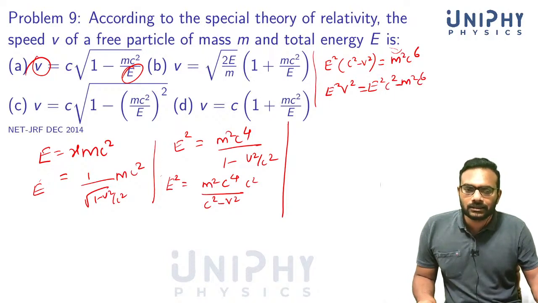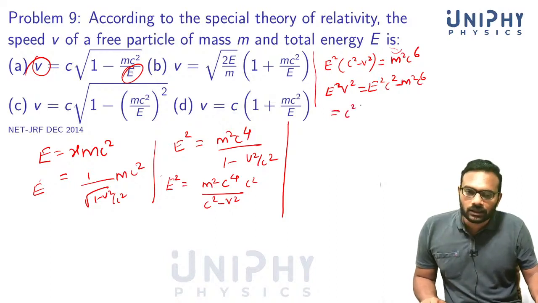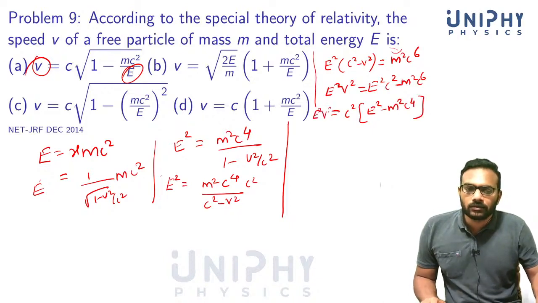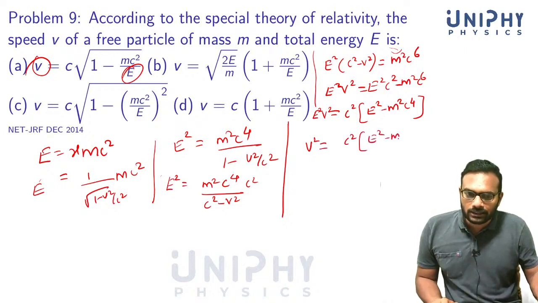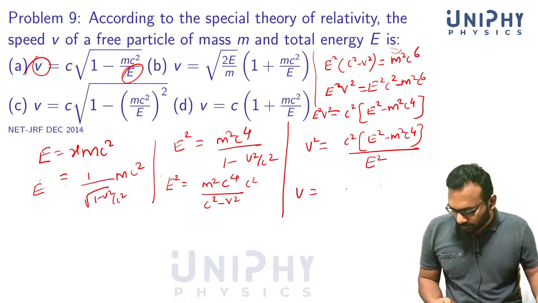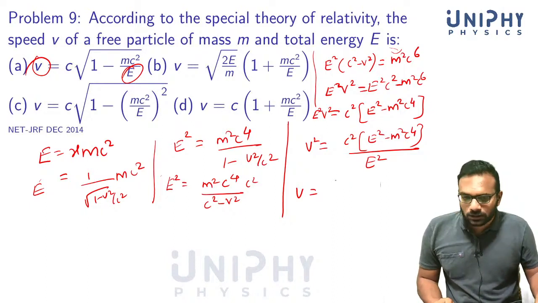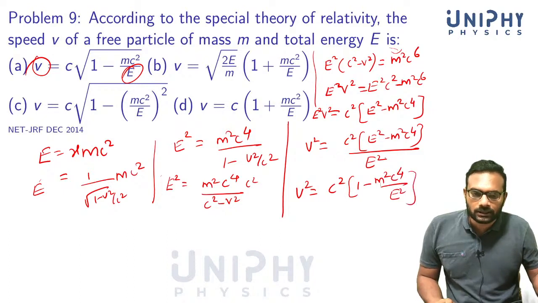You just rearrange this, and that's equal to, you can pull the c square outside, so that is E square minus m square c raised to 4. This is your E square v square. So from here you see that v square is equal to c square times E square minus m square c raised to 4 divided by E square. I'll just do one more step, that's equal to 1 minus m square c raised to 4 divided by E square. I just took this inside here.